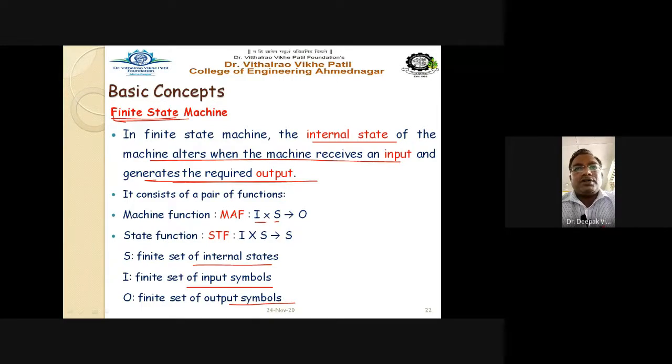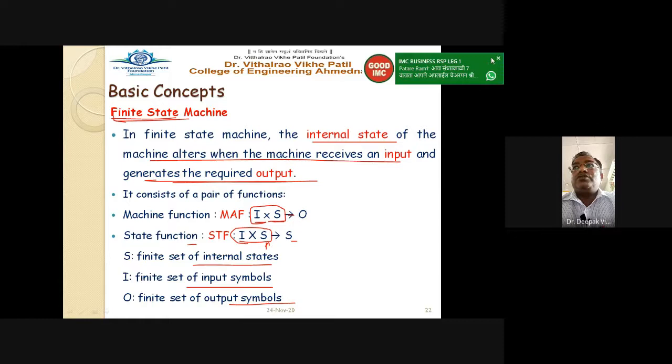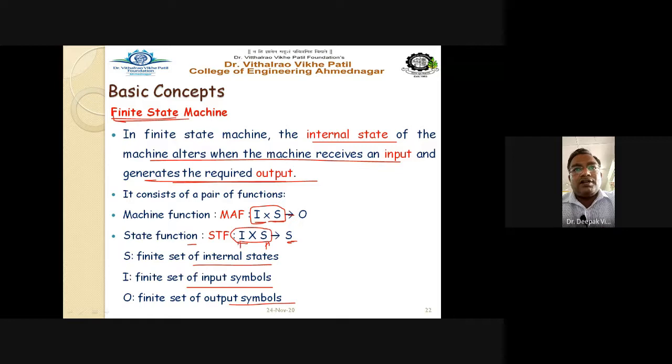See carefully: in the machine function of the finite state machine, input into state gives you the output. In the state function, input multiplied by state gives you the next state. Remember this point, this is your current state. The current input supplied to the current state gives you the new state, that is called the state function.